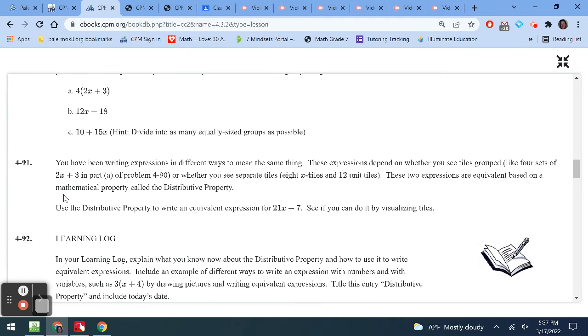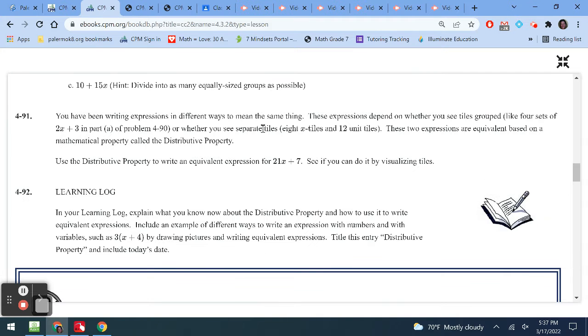So on 4-91, it says you've been writing expressions in different ways to mean the same thing. These expressions depend upon whether you see tiles grouped together, like four sets of 2x plus 3 in part A on problem 490, or whether you see separate tiles, 8x tiles and 12 unit tiles. These two expressions are equivalent based on a mathematical property called the distributive property.